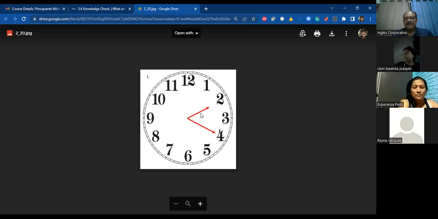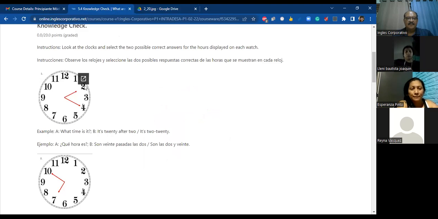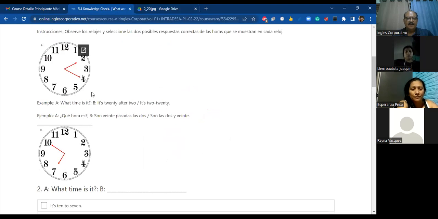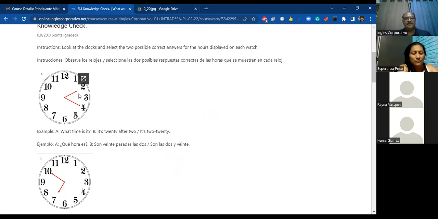Okay, these were the times. For example, these are the hands of the clock. The hands of the clock are the manecillas, right? And they have, for example, this is the hour, and these are the minutes. So it's 2:20. Okay, it's 20 after two. So you can see, what time is it? It's 20 after two, or it's 2:20.